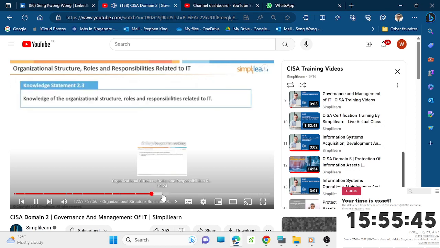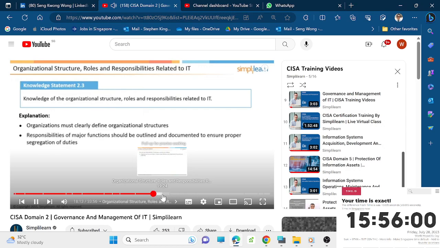The key knowledge area for a CISA candidate is to understand organizational structure, roles, and responsibilities related to IT. Organizations must clearly define organizational structures which define responsibilities of major functions within an enterprise and how these structures ensure proper segregation of duties. Let us look at the main areas of coverage in the next screen.